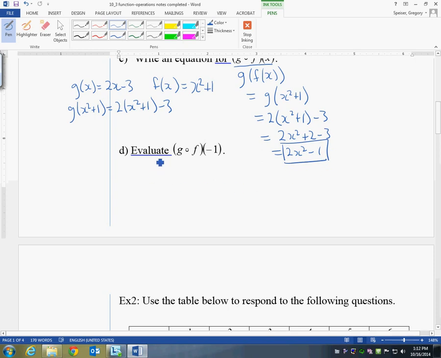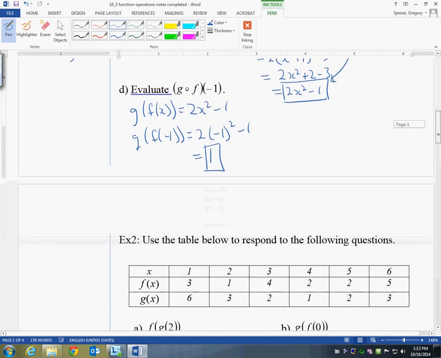D now says evaluate. Evaluate means you're going to get a number at the end of g of f of negative 1. So I found the general answer for g of f of x, so I can use that. If g of f of x is equal to 2x squared minus 1, that means that g of f of negative 1 is going to be equal to 2 times negative 1 squared minus 1. So this becomes a positive 1 times 2 is positive 2, minus 1 is 1. So there is our answer.